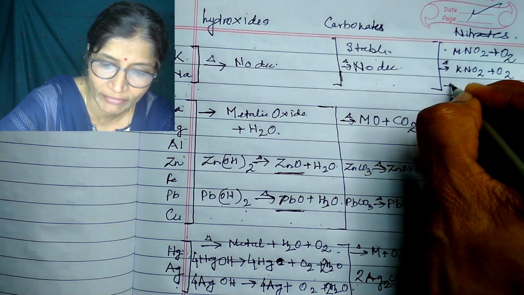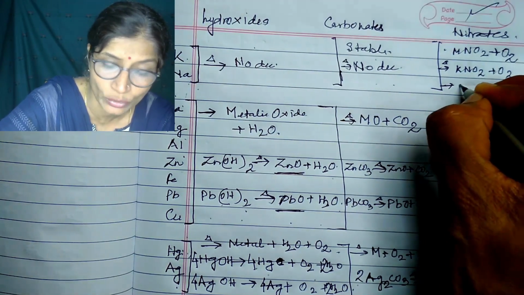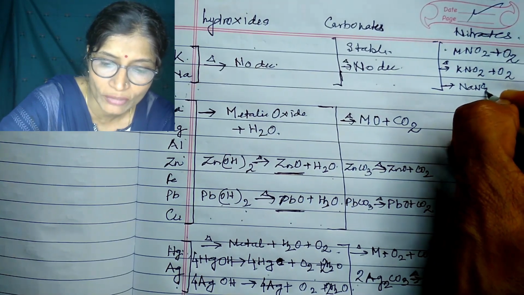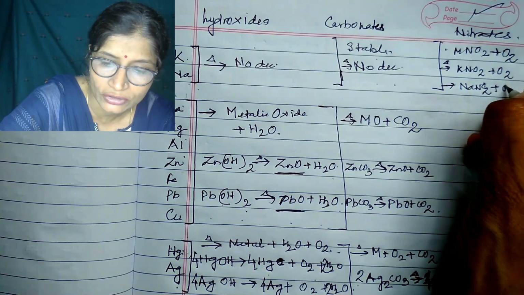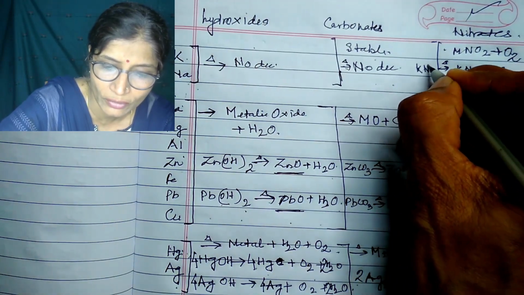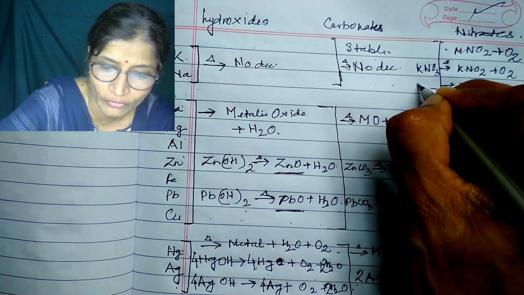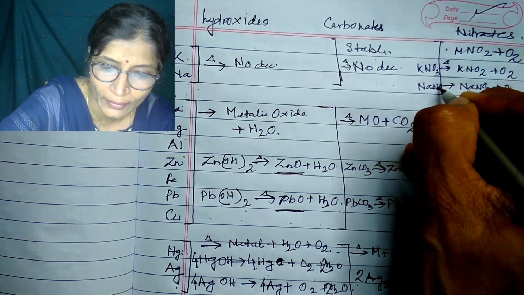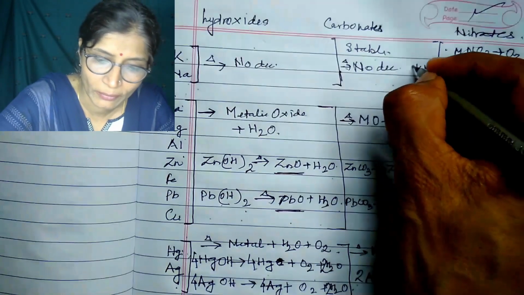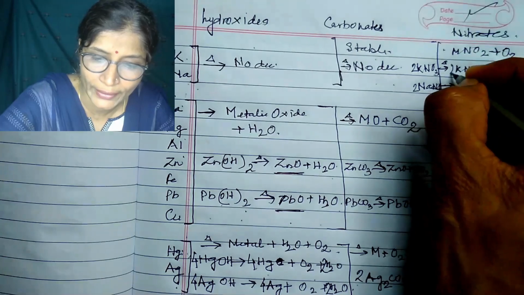In the same way, when sodium nitrate is heated, first it will melt, which is a physical change, and then after decomposition it forms sodium nitrite plus oxygen. The formula of potassium nitrate is KNO3 and of sodium nitrate is NaNO3. You have to balance it: 2, 2, and 2.